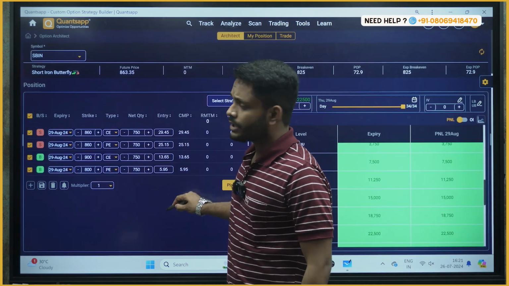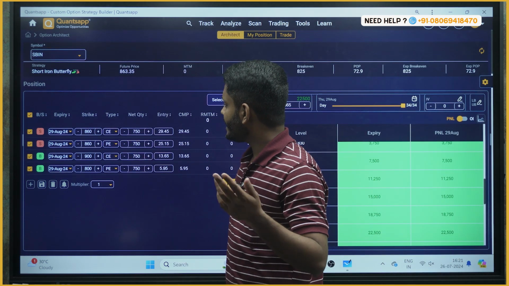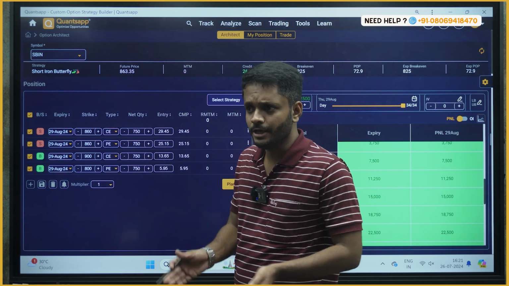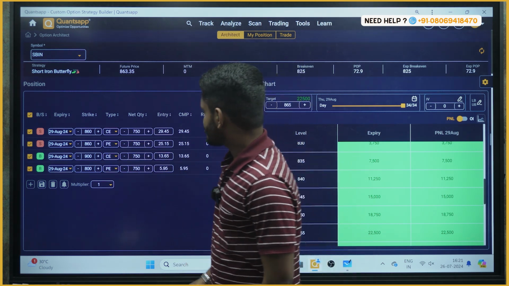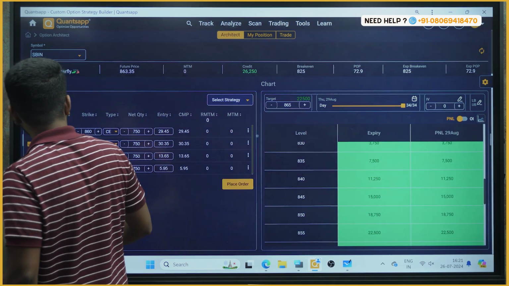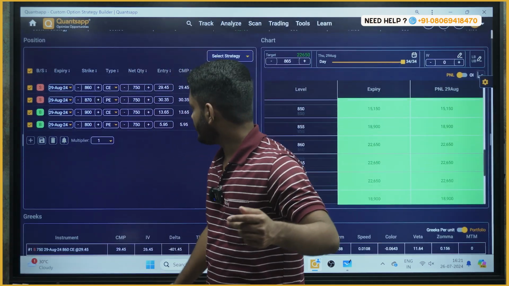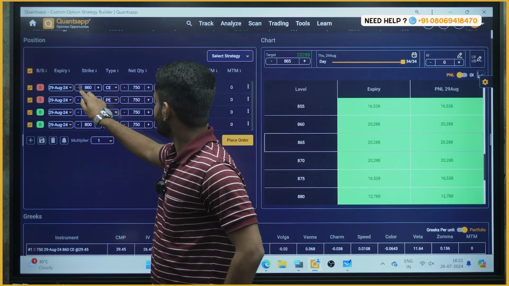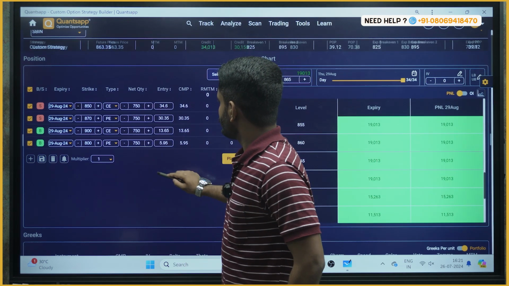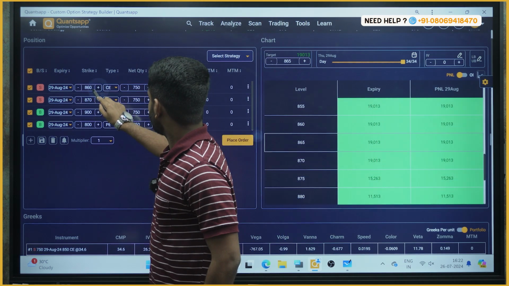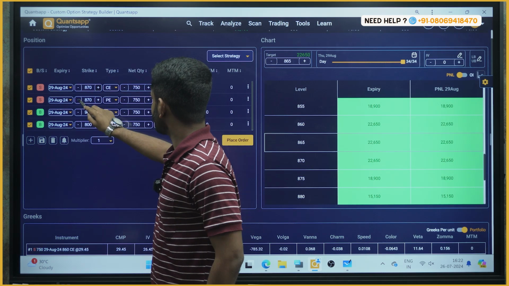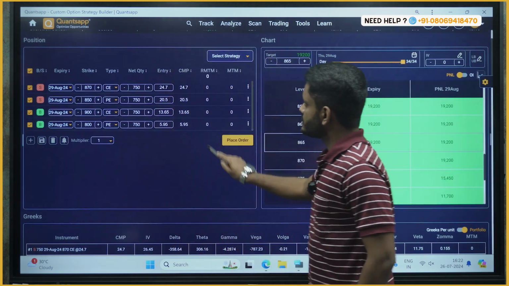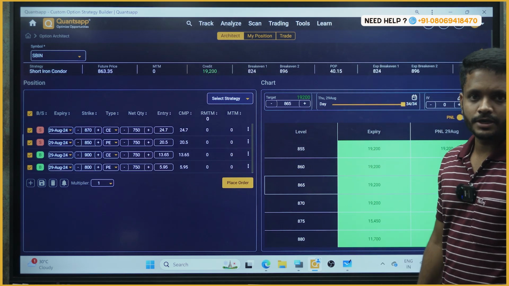Additionally, if you want, you can create a short iron condor as well. Instead of selling a straddle, you can sell a strangle. Say for example, 860 is the CMP. I will be going one strike OTM call and one strike OTM put. So this is a short iron condor strategy.